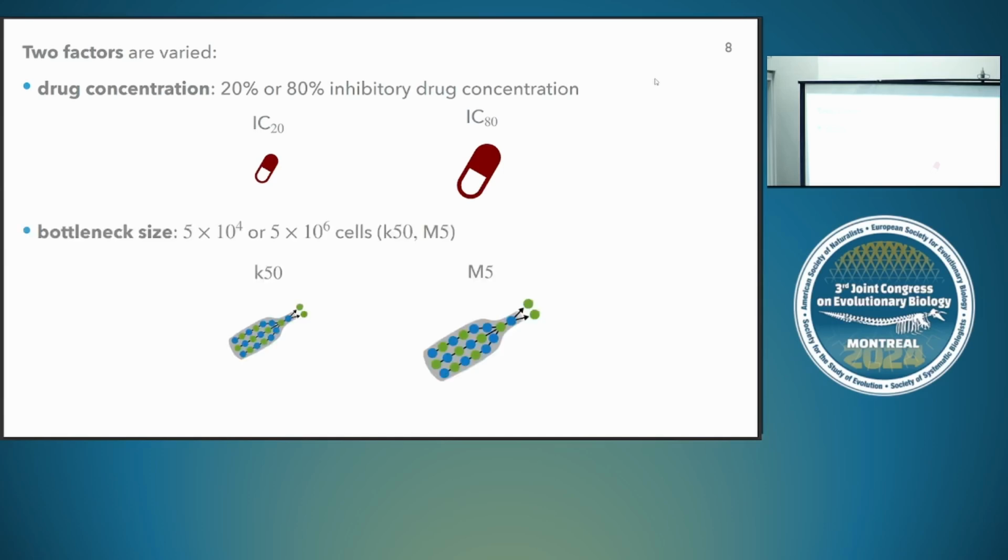And two bottleneck sizes: 50,000 cells, that's K50, or 5 million cells, that's M5. Again, this is the number of cells transferred in each of the bottlenecks, and again, it's constant. They studied 4 treatments, resulting from all the possible combinations between these two drug concentrations and these two bottleneck sizes. And they studied resistance evolution under these conditions.